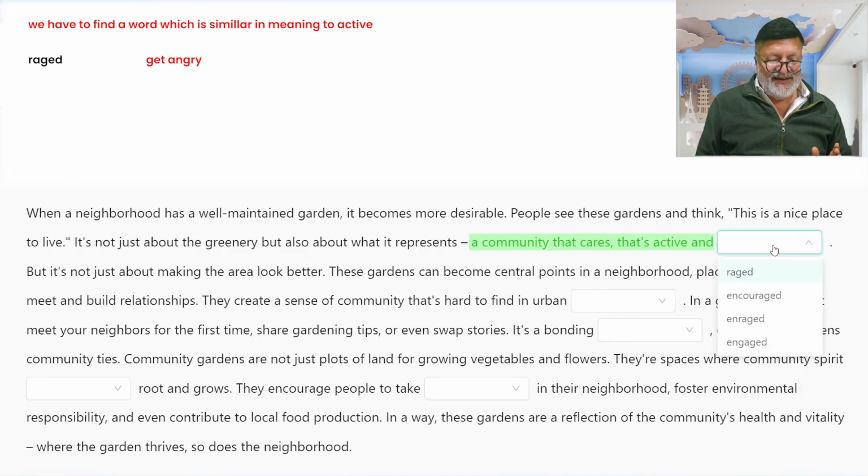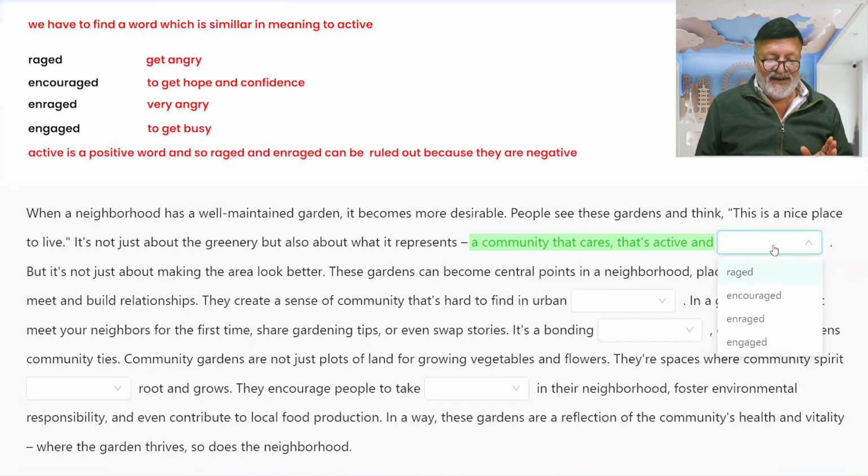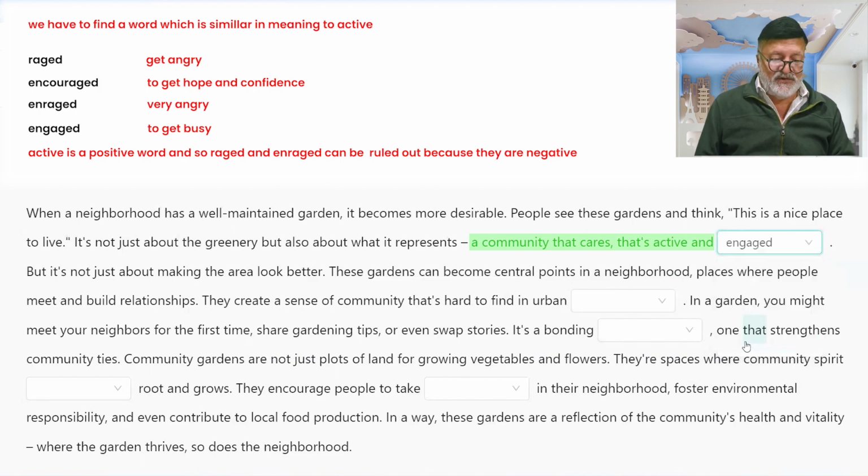Raised means get angry. Encouraged means to get hope or confidence. Enraged means angry, which is similar to raised. Engaged means to get busy. Another tip to understand is that active is a positive word, and so raised and enraged can be ruled out because they are negative in nature. Between encouraged and engaged, engaged is the better choice because active means to get busy.